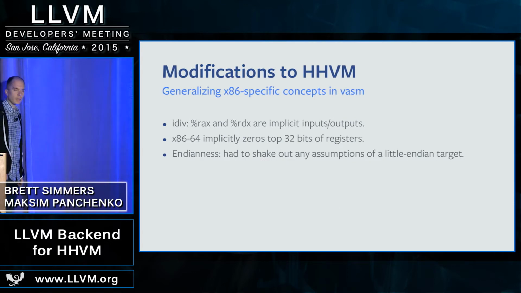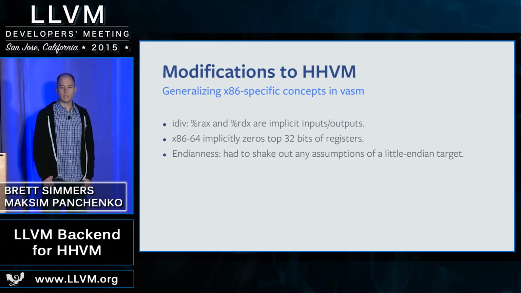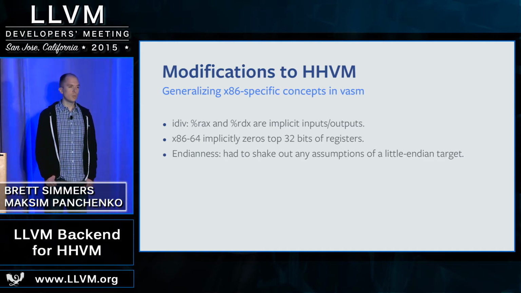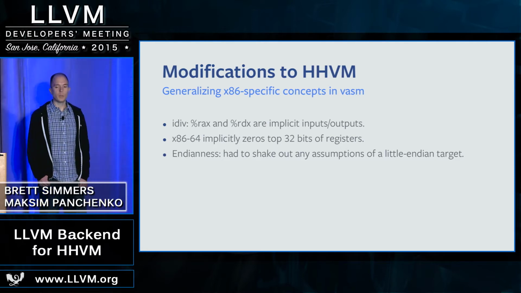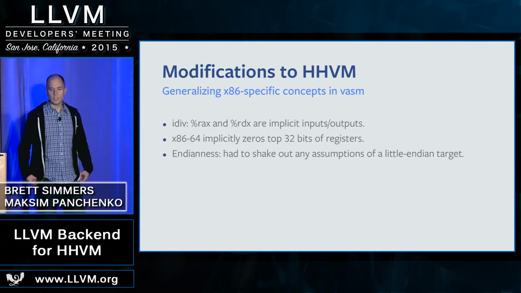And the second major category of modifications was getting some x86-specific concepts out of VASM, our low-level IR. So I mentioned earlier that VASM was pretty similar to x86 because of the way it was born. And so we generally have one-to-one VASM to x86 instructions. This includes things like the IDIV instruction, which, if you're familiar with x86, you'll know has implicit inputs and outputs in both RAX and RDX.